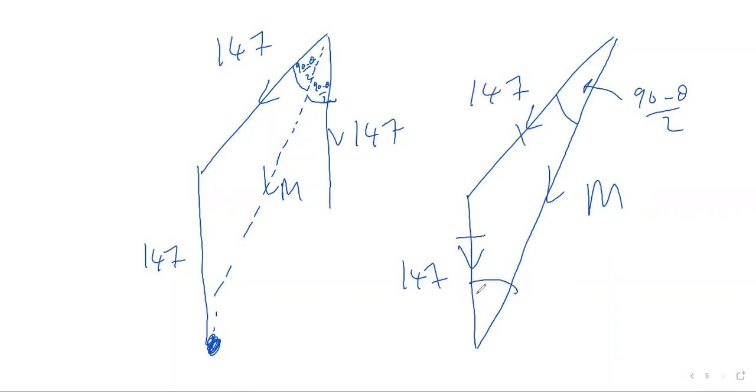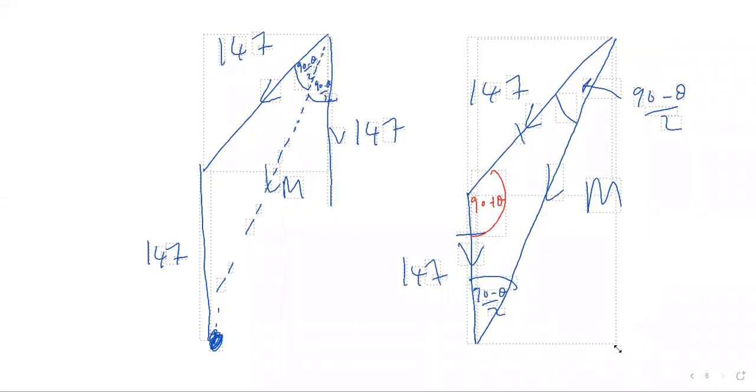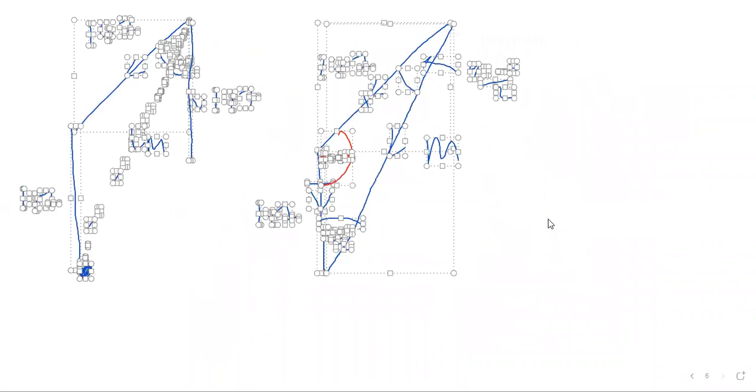So again, this is going to be 90 minus theta over 2. Now, what I showed you in my proof is that this angle there is 90 plus theta. So what we did in the proof when I proved the formula is I said that was 90 plus theta.